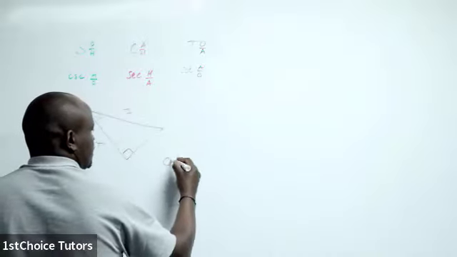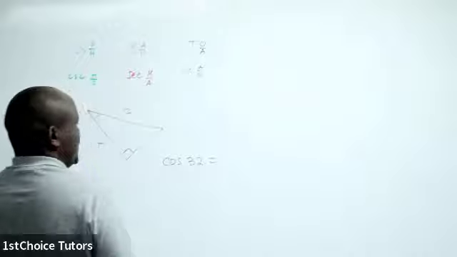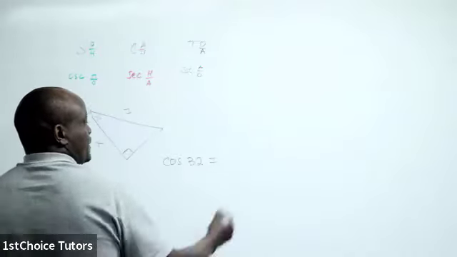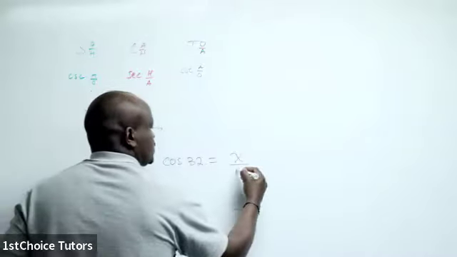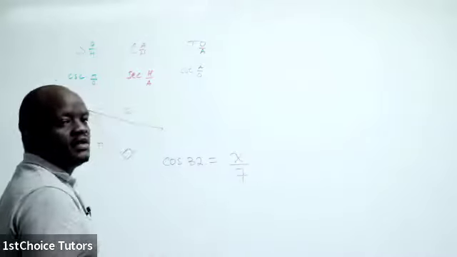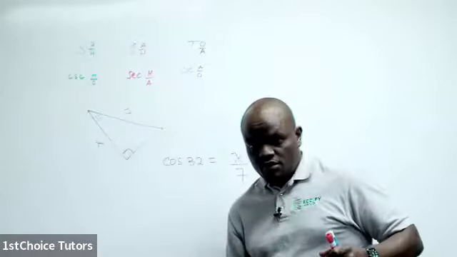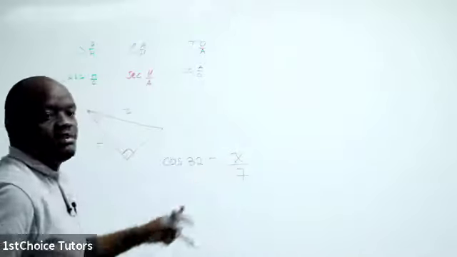So we're going to say cosine 32 degrees equals adjacent, which happens to be X, over hypotenuse, which happens to be 7. Great. Now we have an equation that we can solve using algebra. So the first thing we want to do is, how do we get X by itself?